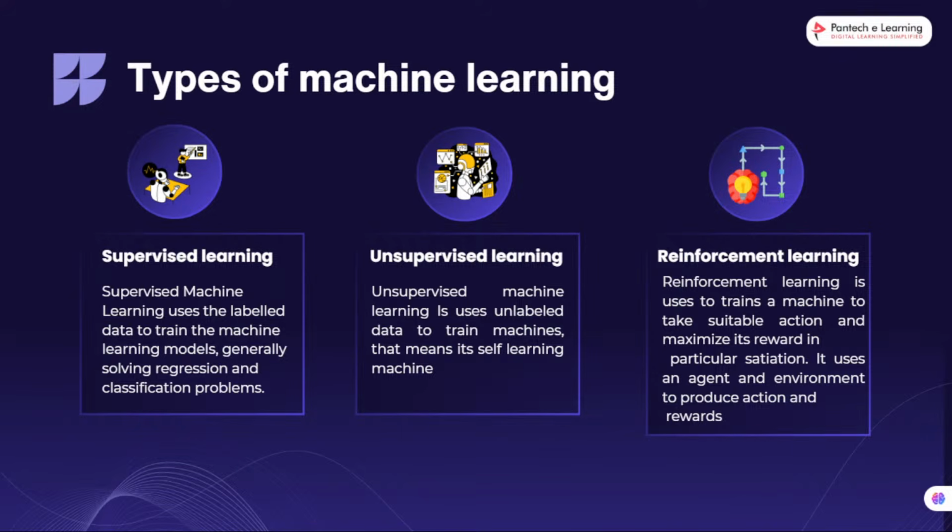I mean, they classify the group of the count of data. That is unsupervised learning. Reinforcement learning is used to train a machine to take a suitable action and maximize rewards. So particularly the statistician uses an agent and environment to produce an action and a reward. So now we can say reinforcement comes under a one-cycle process, like looping or a cycle.